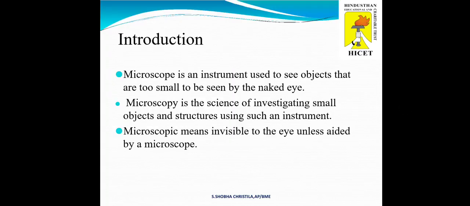Introduction. Microscope is an instrument used to see objects that are too small to be seen by the naked eye. Microscopy is the science of investigating small objects and structures using such an instrument. Microscopic means invisible to the eyes unless aided by a microscope.